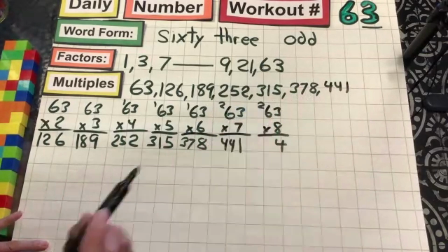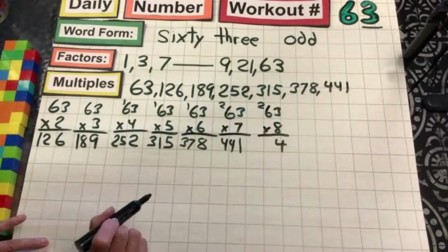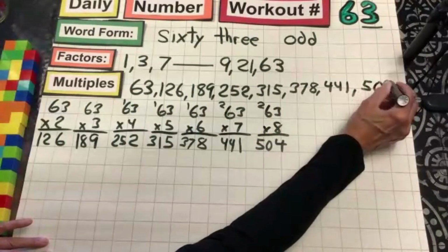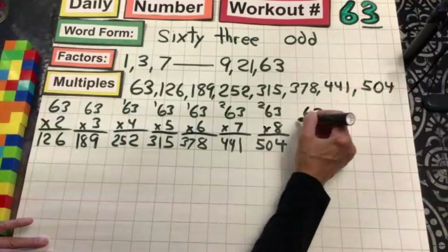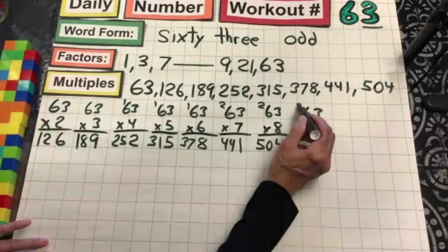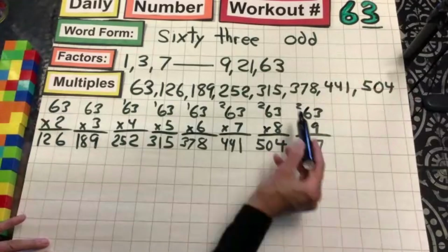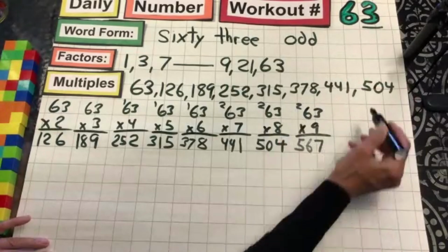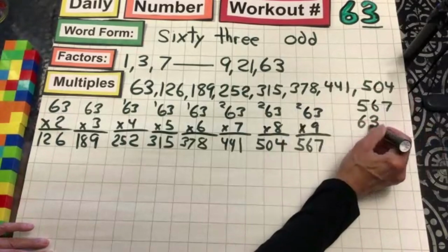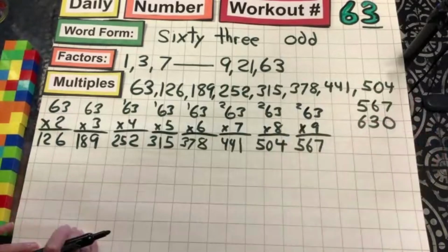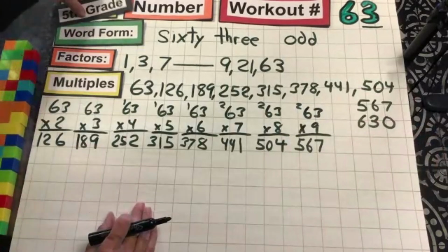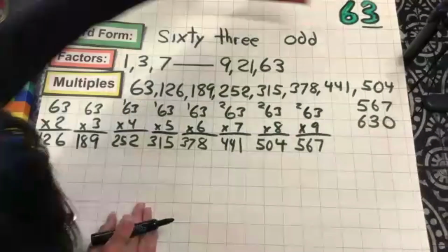Drop the 4, carry the 2. 8 times 6 is 48, plus 2 is 50. 504. 63 times 9. 9 times 3 is 27. Drop the 7, carry the 2. 9 times 6 is 54, plus 2 is 56. 567. And any number times 10 is that number with a 0 in the ones place. And we are done with multiples. We'll use that in the rest of our work here. So let's move on.